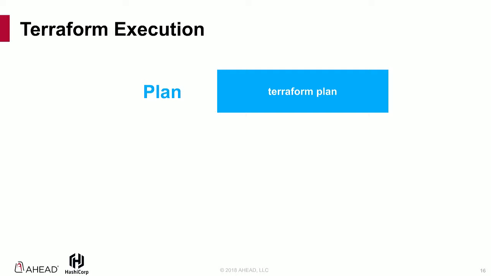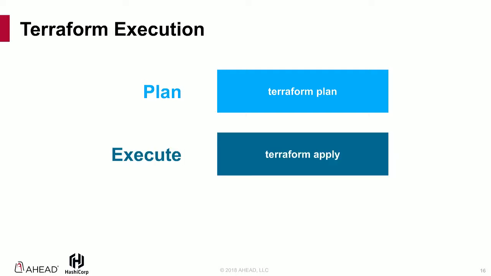And then from an execution standpoint, there's 3 major things you need to be aware of. One is plan. So again, you can write your code, and then you can type Terraform plan, and that will tell you the changes that are going to take effect if you decide to move on to the next phase, which is to execute that plan. And you do that using the command Terraform apply.